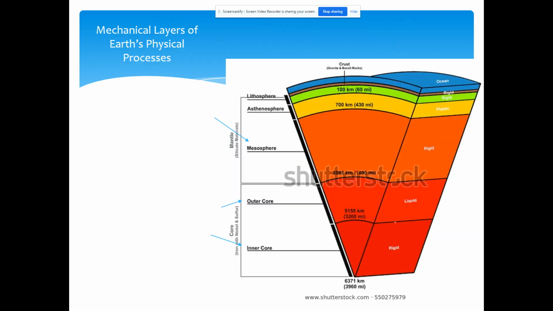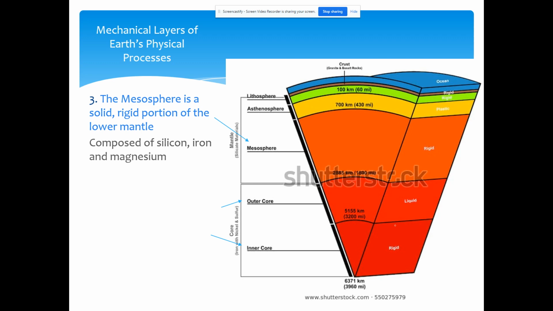Below the asthenosphere, we've got another layer called the mesosphere. And the mesosphere, the asthenosphere, and a little bit of the lithosphere make up the mantle area of the Earth. And remember, the mantle is composed of the same sorts of chemical composition, although they're slightly different when it comes to rigidity. The mesosphere being a solid, the asthenosphere being a plastic-like semi-liquid, and the uppermost part of the mantle, being, of course, rigid like the rest of the lithosphere.